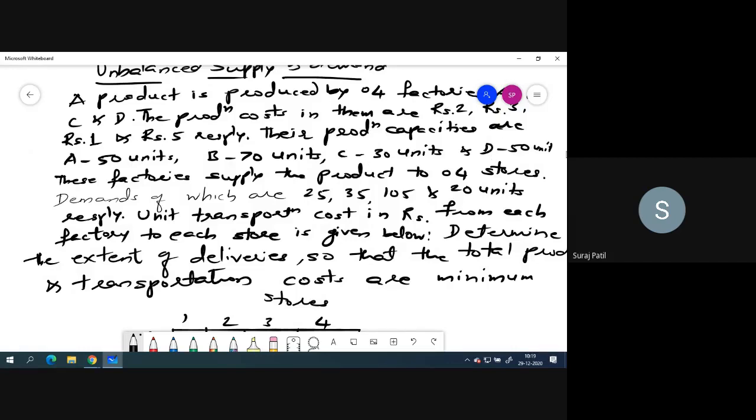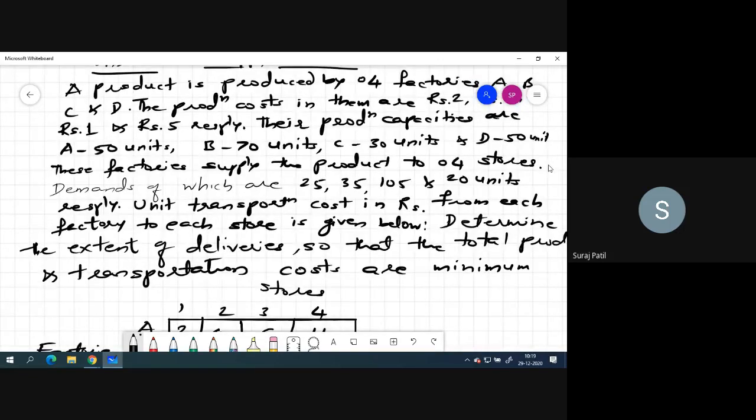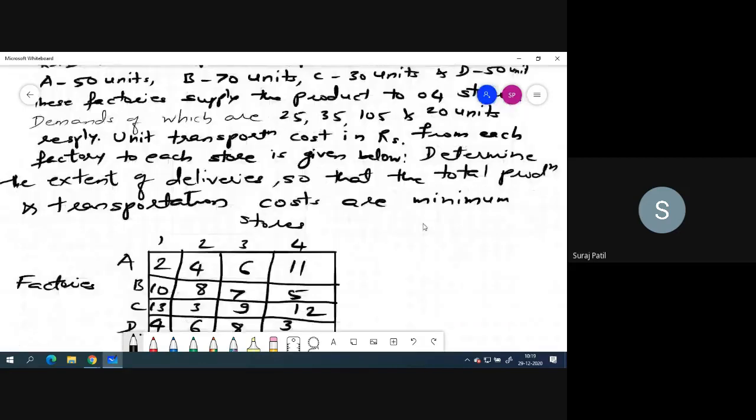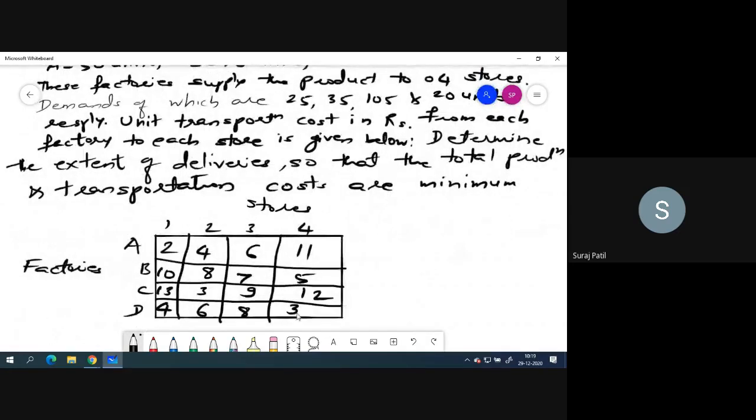These factories supply the product to 4 stores. The demand of the stores is 25, 35, 105, and 20 units. And unit transportation cost is given in the table. What they asked: determine the extent of delivery so that the total production and transportation costs are minimum.